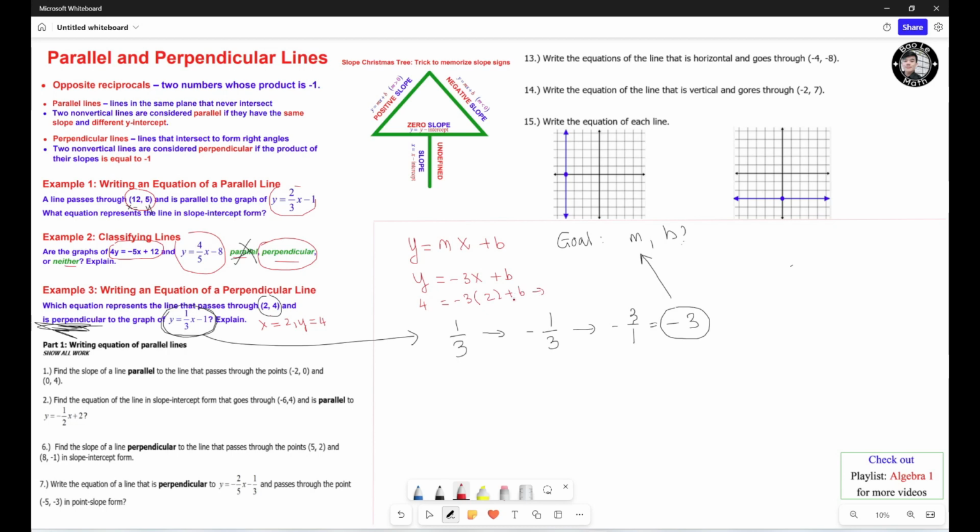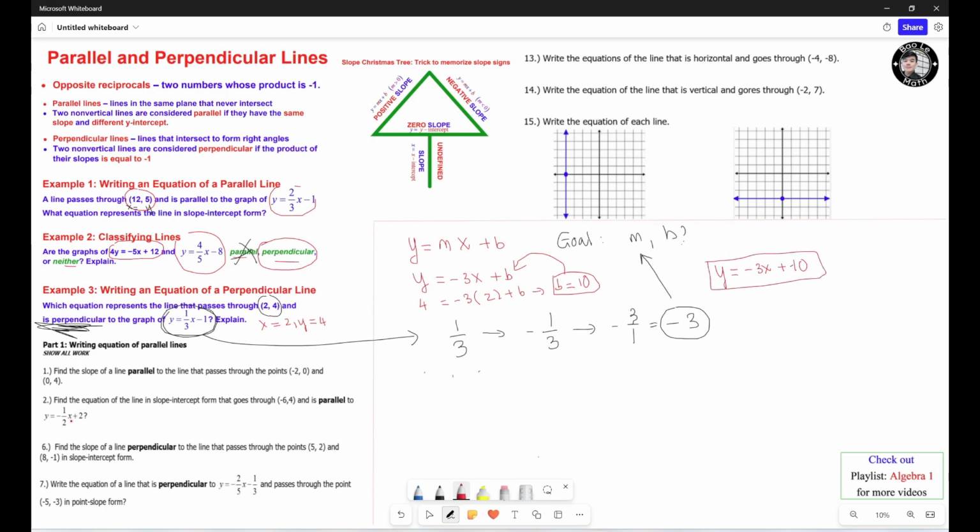Now I solve for b. So it becomes 4 equals negative 6 plus b. I add 6 to both sides, so b equals 10. Alright, b equals 10, I plug it back over here and I get the final answer: y equals negative 3x plus 10. I'm done.